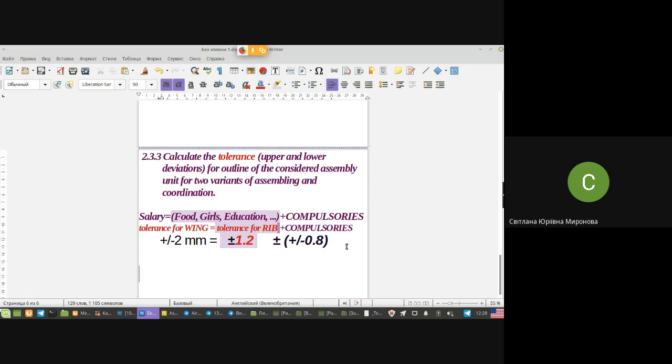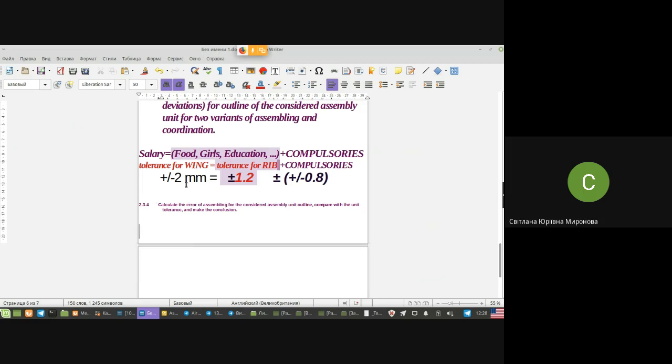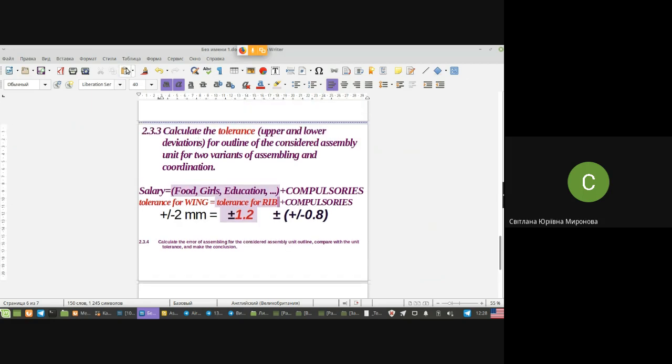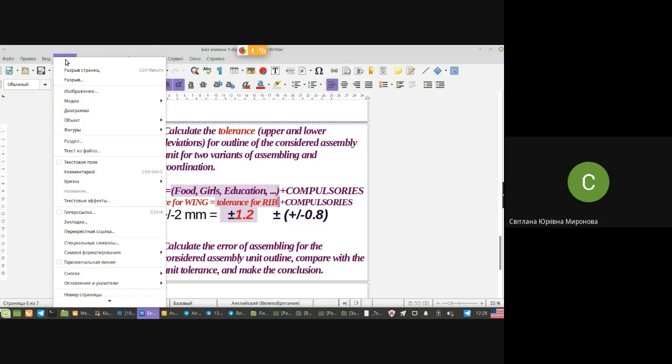Next item. Next item, 2, 3, 4, as I said. And now we're going to calculate the error of assembling.